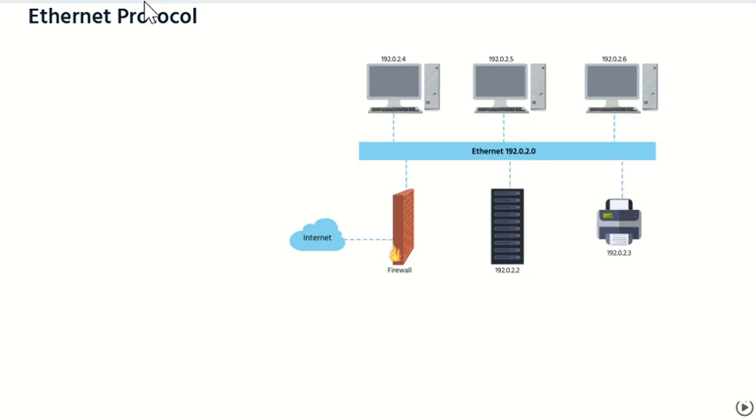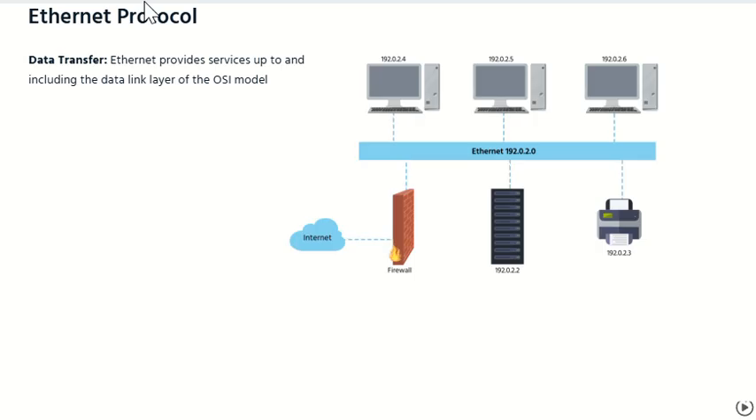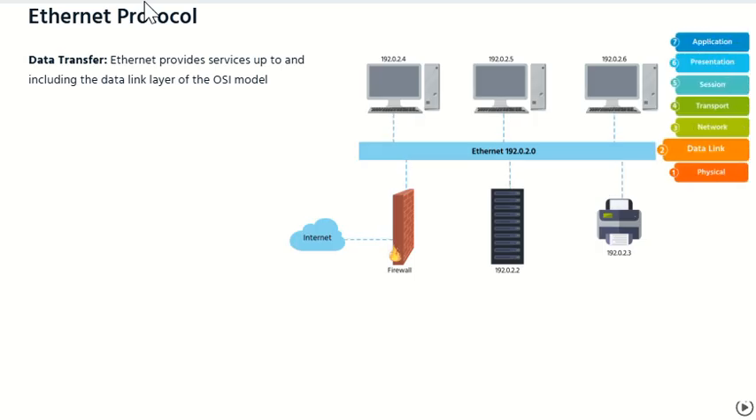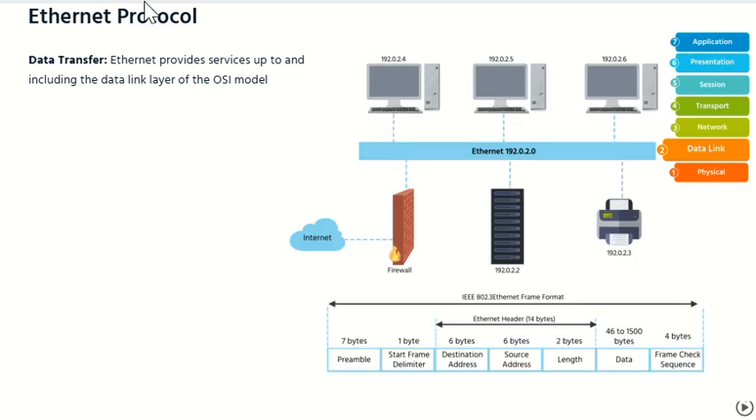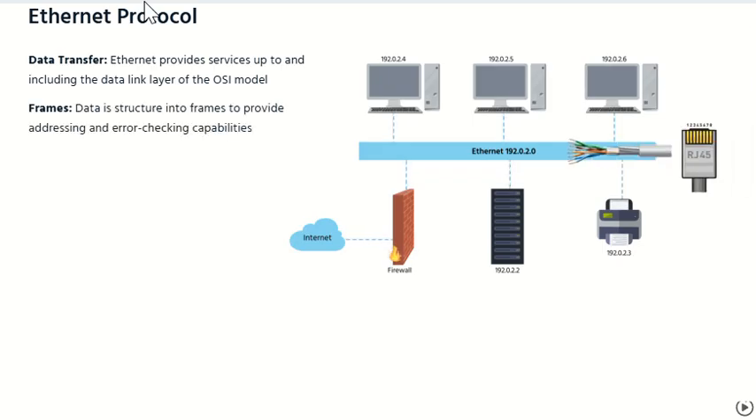Some key points about Ethernet include its ability to provide services up to and including the data link layer of the OSI model, allowing for the transfer of data between connected devices. The data is structured into frames, and the Ethernet frame structure is used to provide addressing and error checking capabilities. Traditional Ethernet networks use twisted pair or coaxial cables for signal transmission and various connectors, with the RJ45 being the most common for twisted pair Ethernet.